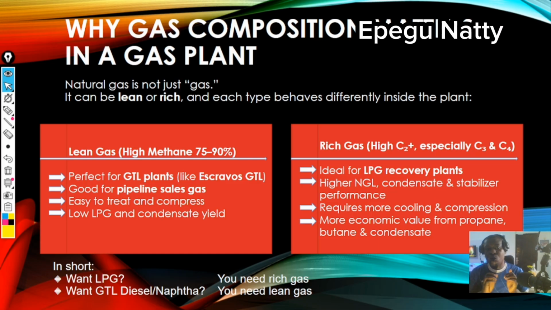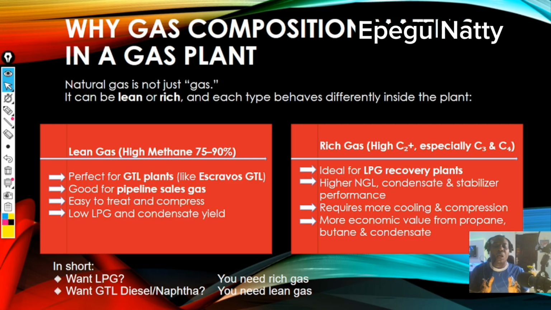what you want, if you want LPG, then what you need is a rich gas. Don't forget, if you want your products to be LPG, the kind of feed you need is a rich gas that has a high amount of C+, right? We have higher ethane, in fact higher propane and higher butane, because for LPG it's a combination of propane and butane at a particular ratio, right?